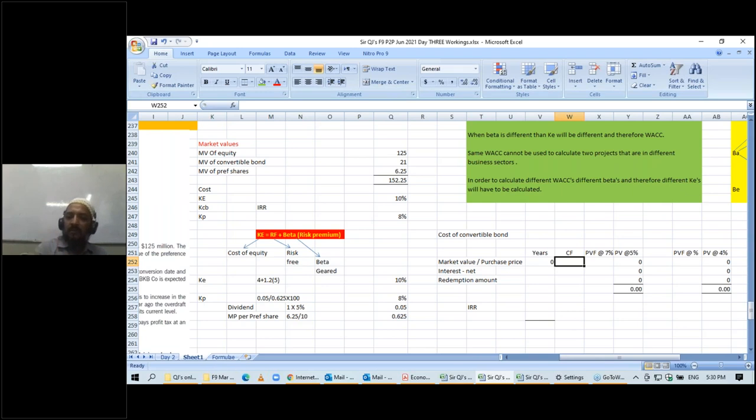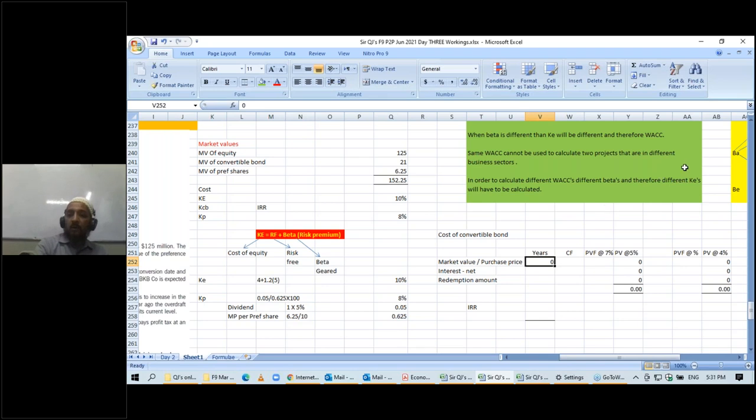Now what is a convertible bond? Let me tell you about the convertible bond. Convertible bond is a bond which at the time of redemption gives the option to the investor. No, the market values given in the question are for the whole company, for all the shares, for all the loan notes, and for all the convertible bonds. Okay, so first of all, let's take the cash flows and let's discuss the convertible.